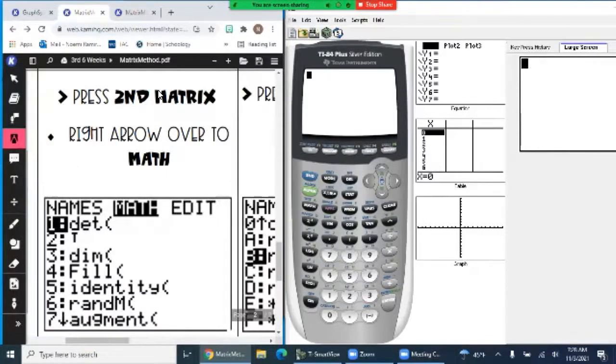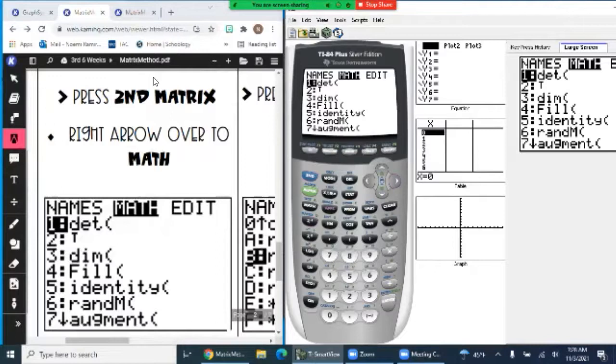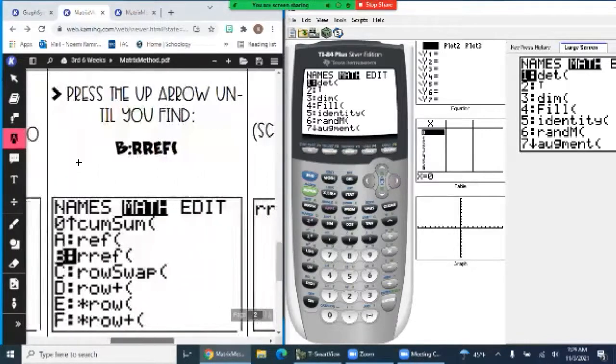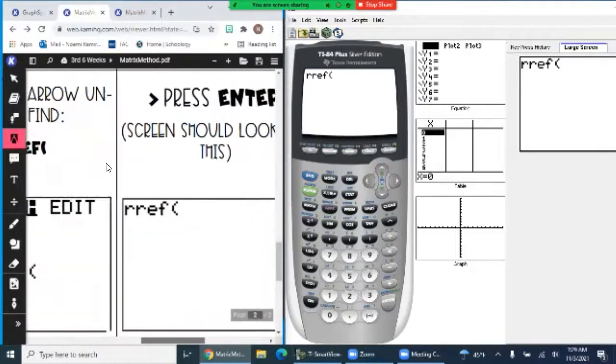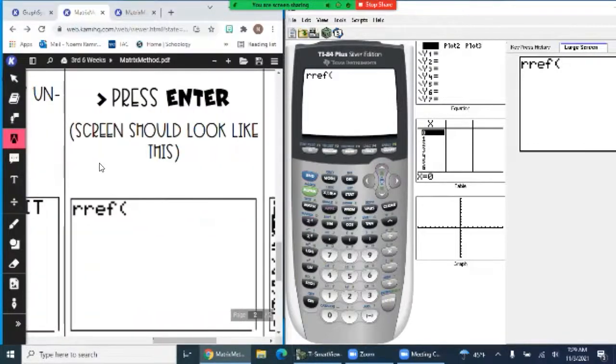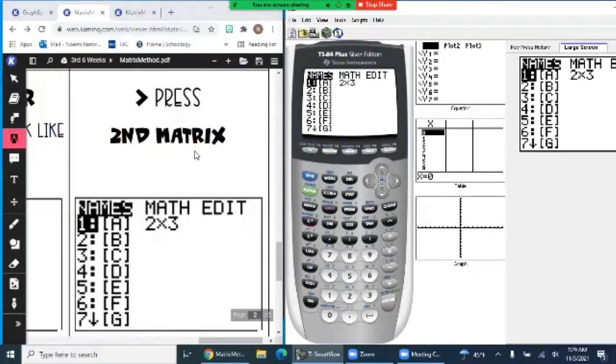Matrix has 3 screens, so you're going to have to enter matrix 3 times. So second, matrix one more time. We've gone to edit, so now we're going to go over to math. You always want to start at the end and work your way toward the beginning. You're going to press the up arrow until you find B, the one with 2 R's, RREF. So I'm going to go up and then press enter. And now your screen should look like this. Only press enter once. Go back into matrix one more time. Enter.